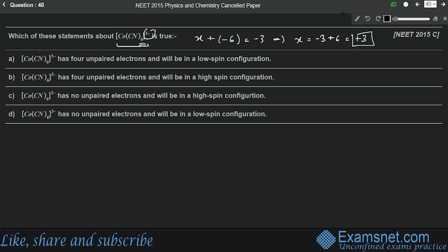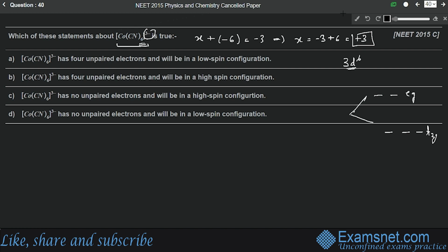So the oxidation state of cobalt is +3, that means the electronic configuration will be 3d6, that means 6 electrons in the d orbitals. Now we see the hybridization. We have 3 t2g level and 2 eg level. And this is a strong field ligand, right?